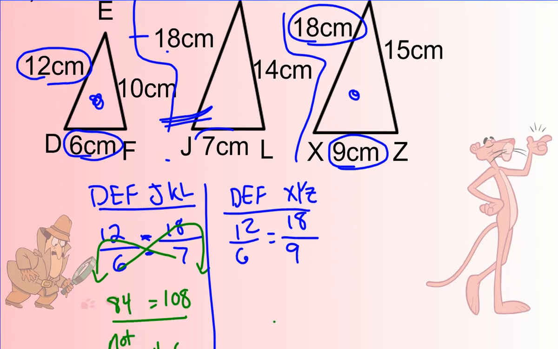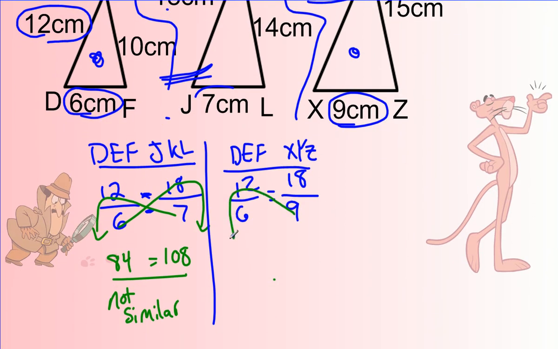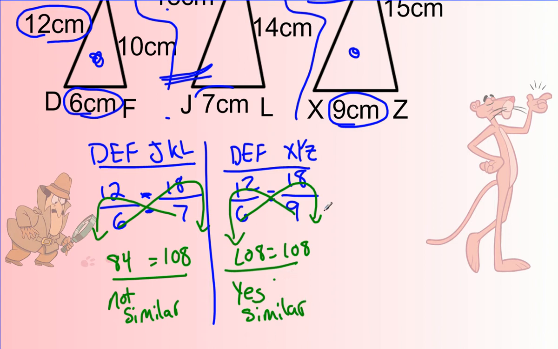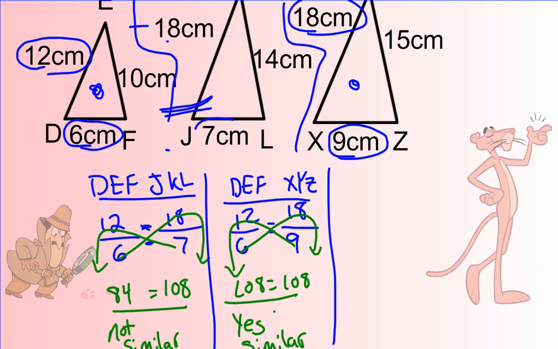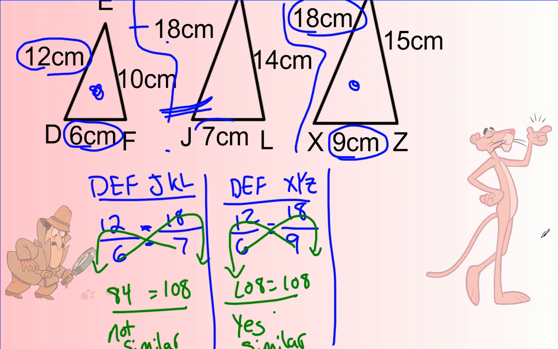And if I cross multiply here, 9 times 12 is 108. 6 times 18 is 108. Those are similar, because when I cross multiplied, my proportion worked out. I got 108 equals 108. So those two shapes are similar because they are in proportion. You can use proportions and cross multiplying to check to see if shapes are similar, if they are in proportion.